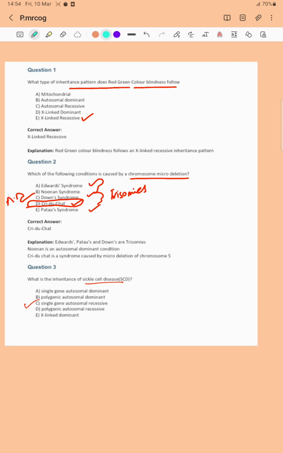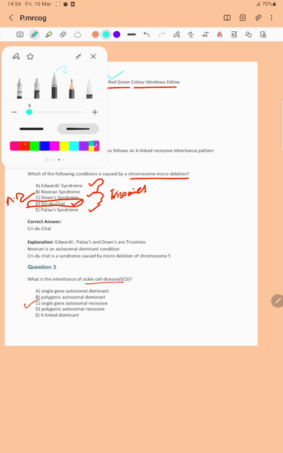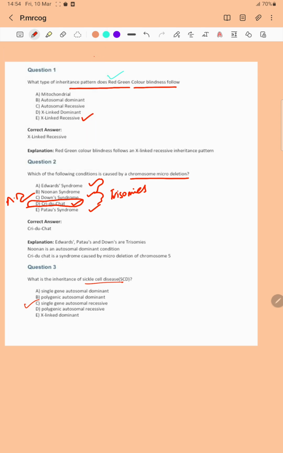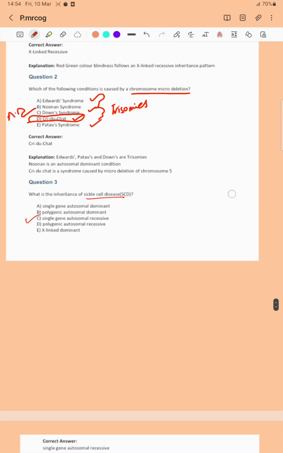Question number one is, what type of inheritance pattern does red-green color blindness follow? So red-green color blindness is X-linked recessive. So X-linked recessive will be the answer. Red-green color blindness follows an X-linked recessive pattern. Let's continue with question number two.